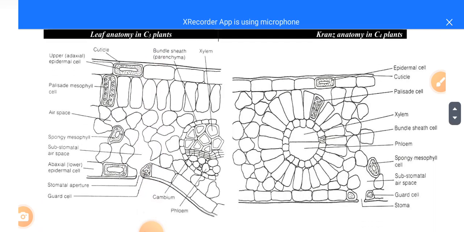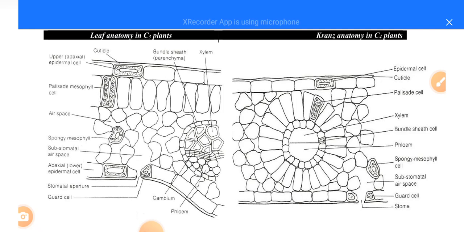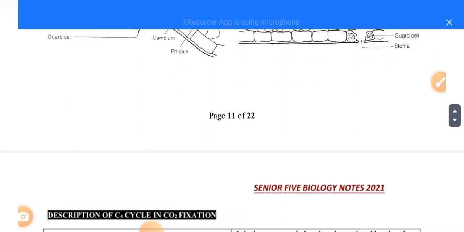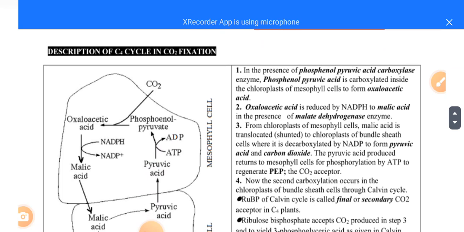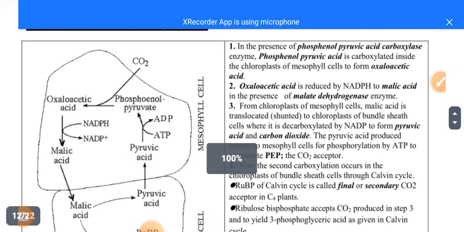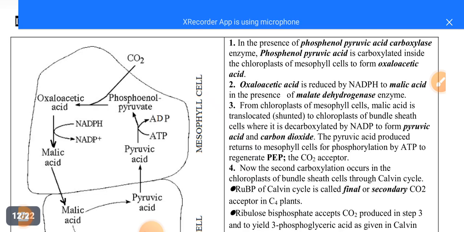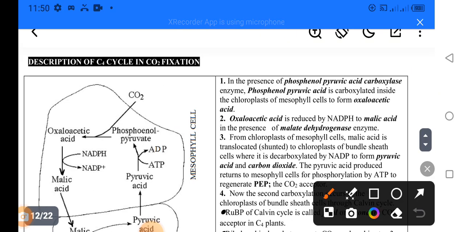When you compare these two, the one on my left-hand side is the leaf anatomy in C3 plants, and the one on the right is the Kranz anatomy in C4 plants. As you can see there, those two. You can pause and draw those two leaf anatomies in your book. Then from there we can go ahead and look at the description of the Kranz anatomy. Now we look at the description of the C4 cycle in carbon dioxide fixation.